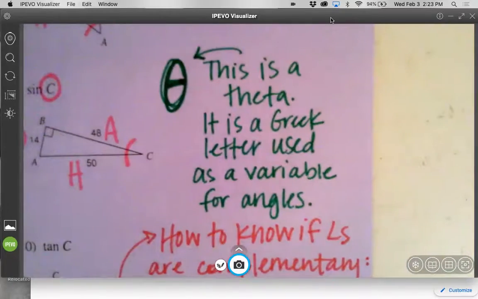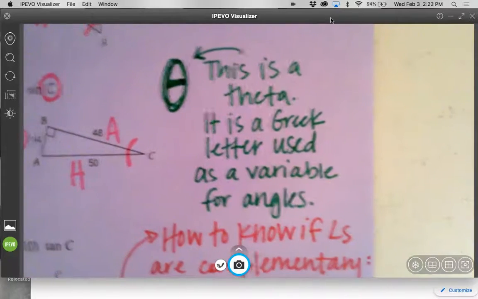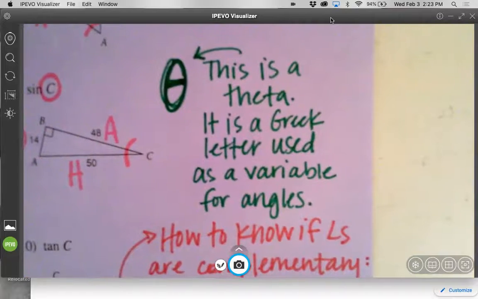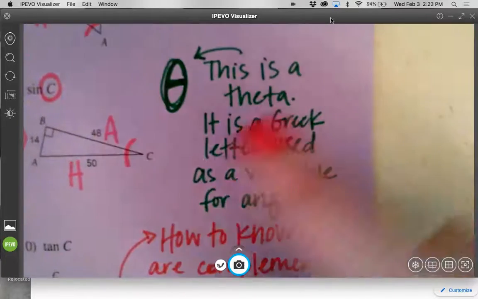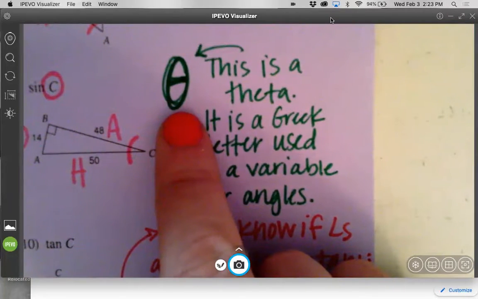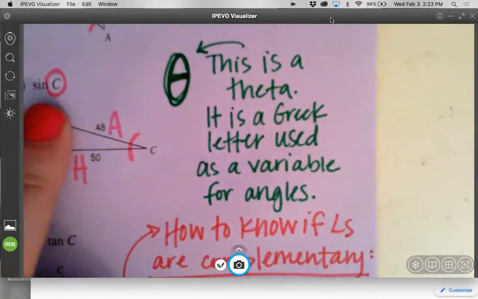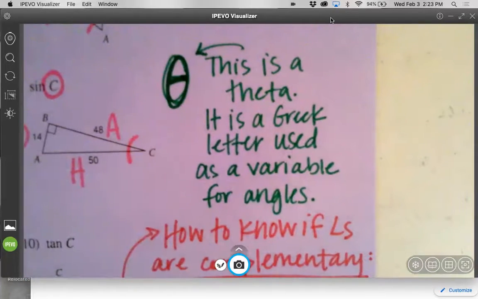Theta? Theta's a word. It's the name of that shape. Like if you're in fraternities and sororities, you have alpha, delta, kappa. This is a theta. Where you're going to see this is in trig, primarily, and it's going to be used as an angle variable. So instead of saying sine of C, it might say something like this.